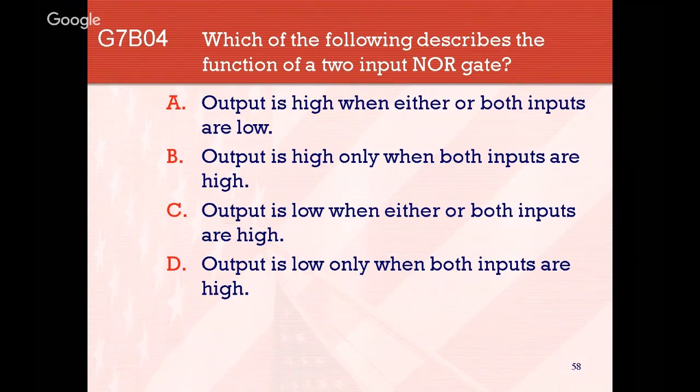So if you understand the OR gate, then you can understand what the NOR gate does. If either input is high or both inputs are high, the output is just the opposite. It is low on a NOR gate. C is your answer on this, by the way.